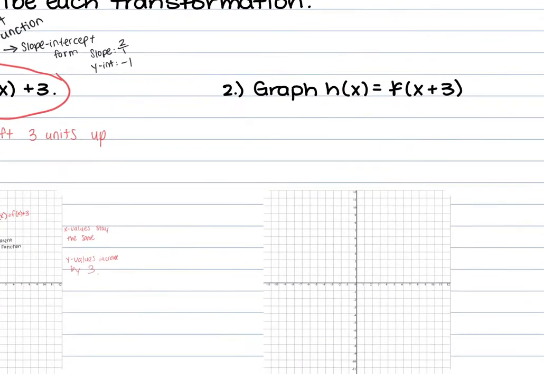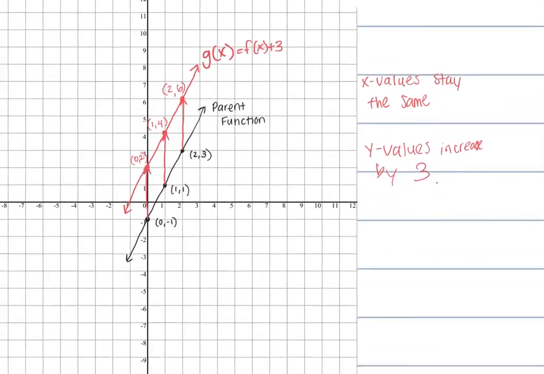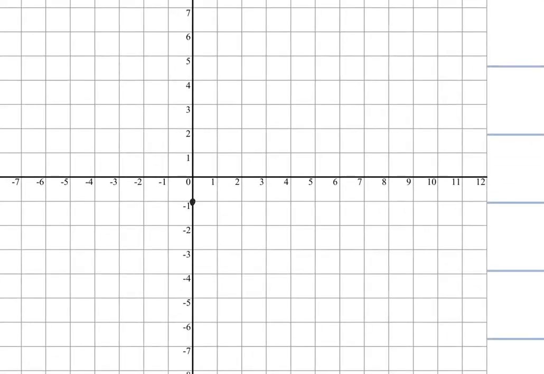Let's take a look at number 2. It says graph, so we have the same parent function. If you guys want to copy and paste it, that's fine. I don't have the ability to do that because I'm working in Explain Everything, so I'm just going to have to copy down my parent function again. The points were 0, -1, 1, 1, and 2, 3. We're going to draw that line through all the points, and we're going to label this our parent function.